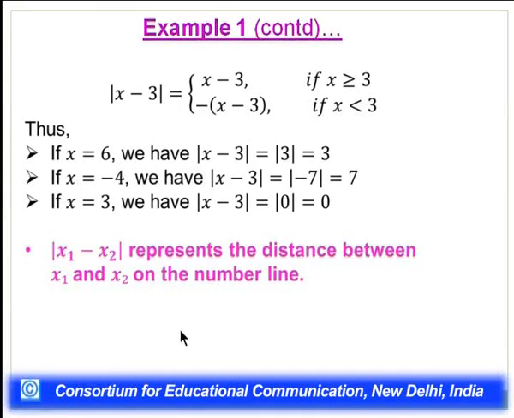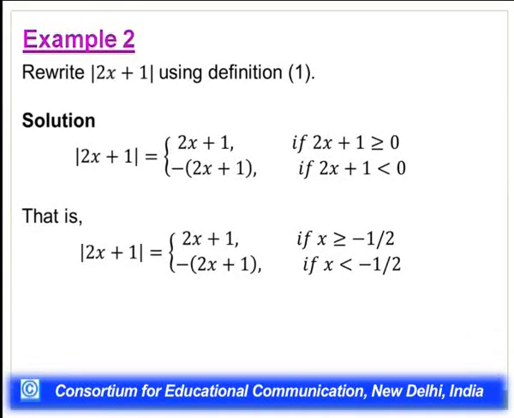In general, we can write that the absolute value of x1 minus x2 represents the distance between the numbers x1 and x2 on the number line. Okay, let's do just one more example to make sure that you are comfortable with the definition. Now, this example asks you to rewrite 2x plus 1 using the definition of absolute value.